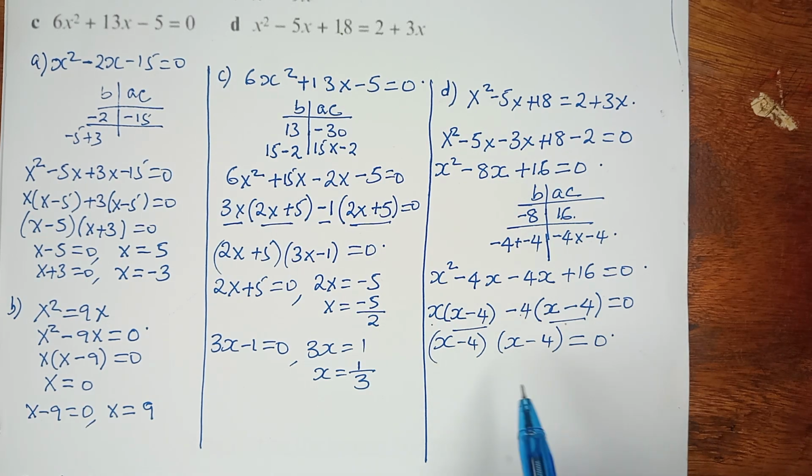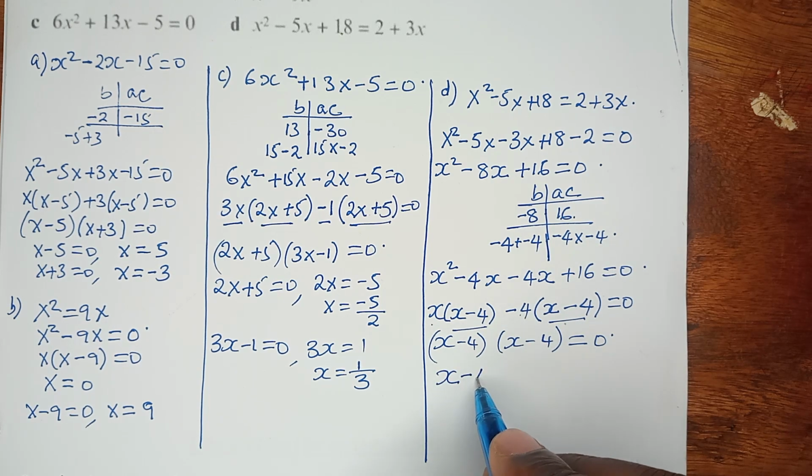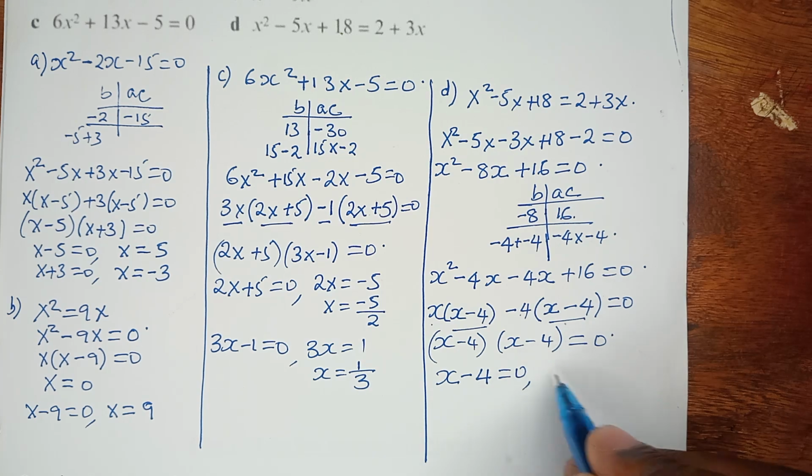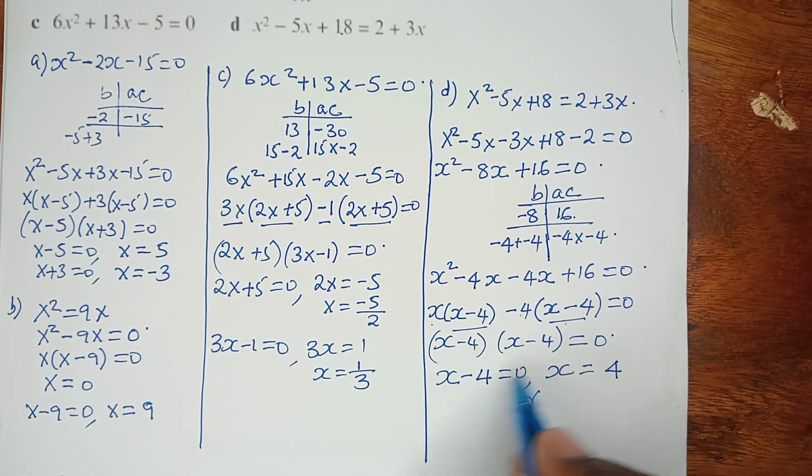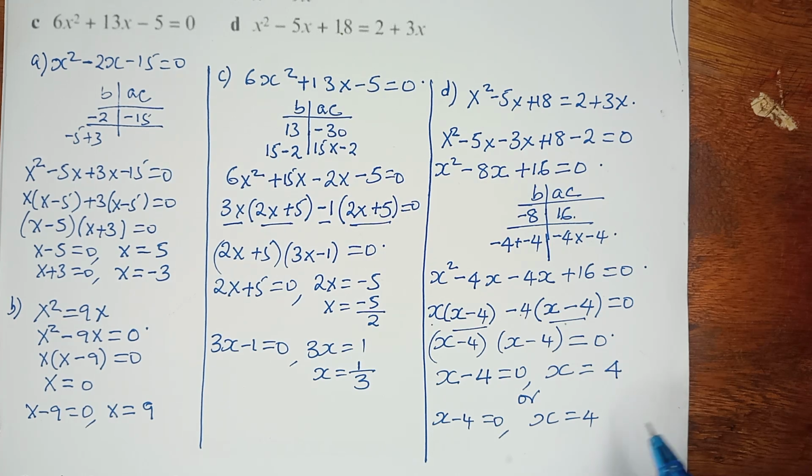So we can see these brackets are identical. So we can already say that if x minus 4 is equals to 0, then x is equals to 4. Or if it's the other bracket, x minus 4, which is equals to 0, x is equals to 4. And this is what we call a repeated root. x is equals to 4. There is no point of writing or x is equals to 4 because it is one of the same thing. But for completion purposes, that is how it should be.